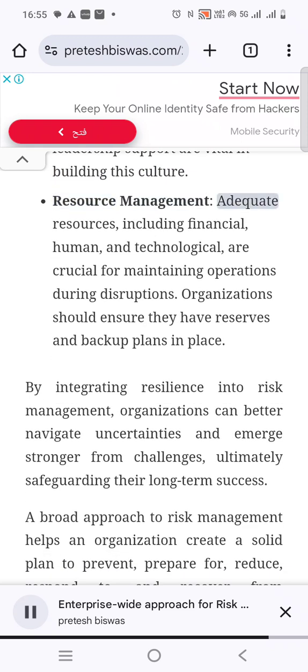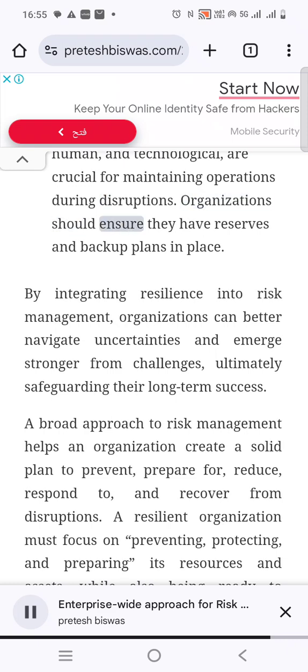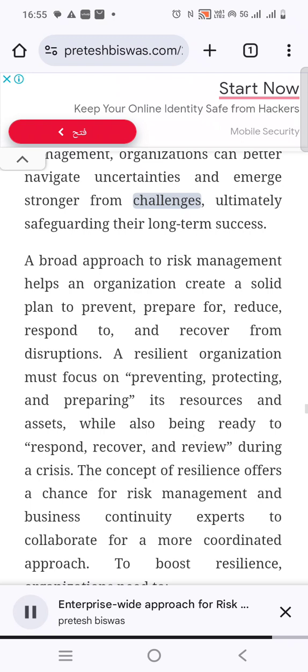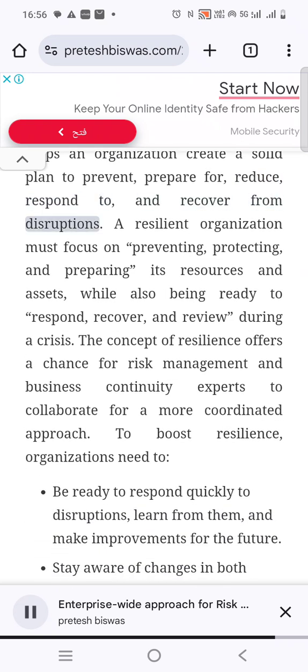Resource management. Adequate resources, including financial, human, and technological, are crucial for maintaining operations during disruptions. Organizations should ensure they have reserves and backup plans in place. By integrating resilience into risk management, organizations can better navigate uncertainties and emerge stronger from challenges, ultimately safeguarding their long-term success. A broad approach to risk management helps an organization create a solid plan to prevent, prepare for, reduce, respond to, and recover from disruptions.